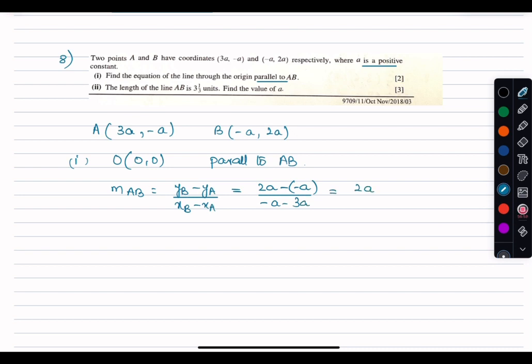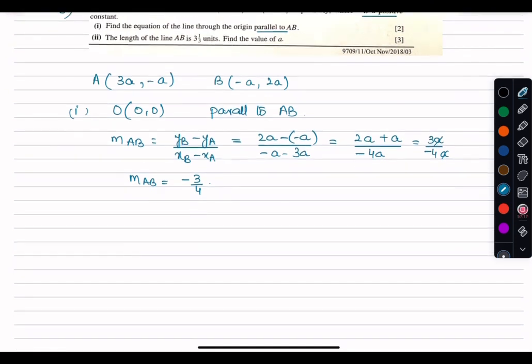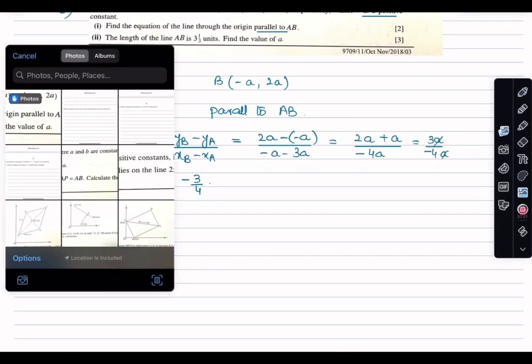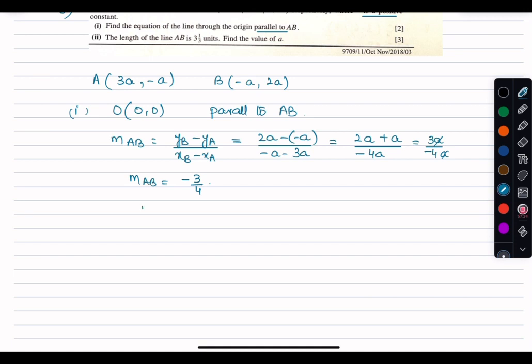So that is going to be 2a plus a divided by negative 4a, or I can say it's 3a by negative 4a, and the gradient value is negative 3 by 4. Meaning the line passing through the origin should also have the gradient negative 3 by 4. The line AB slopes down because we have a negative gradient.